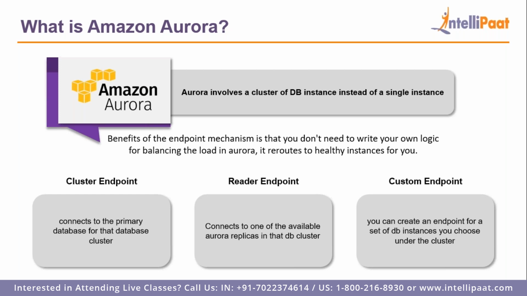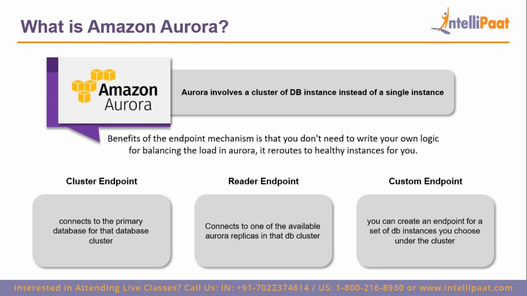So now when there are only 2 instances available, all the incoming connection requests will go alternately. Amazon Aurora will take care of that. It will balance our load for us. And if there are 5 instances, the load balancing will spread and the connection requests will go to all the 5 different Aurora replicas. Now the cluster endpoint connects to the primary database for that database cluster. So you get a cluster endpoint, which is the primary database's endpoint name, which is the host name of the primary database, and the reader endpoint connects to one of the available Aurora replicas in that database cluster.